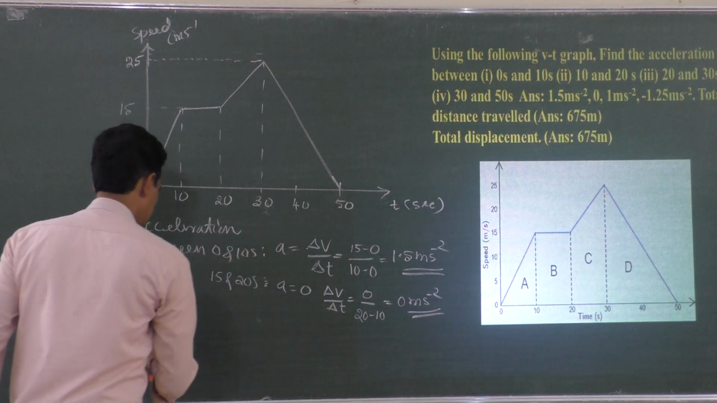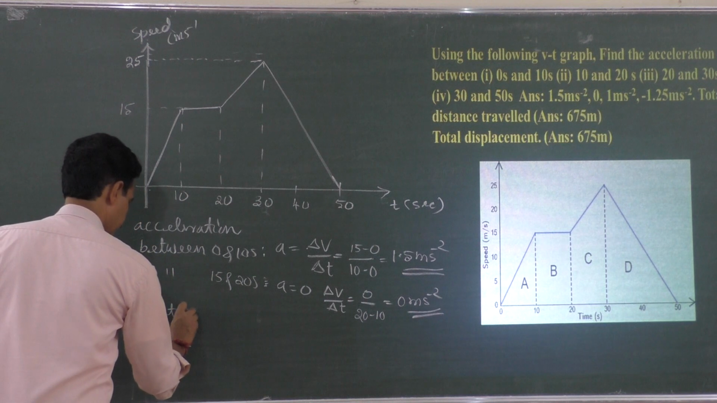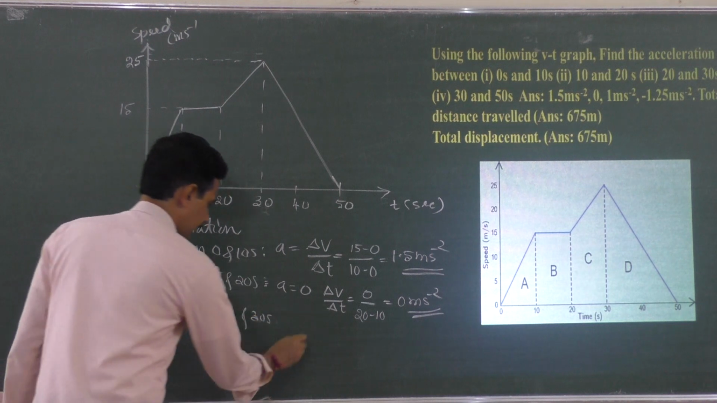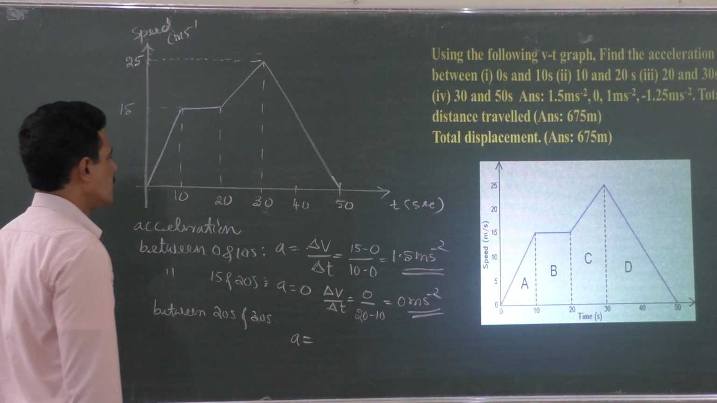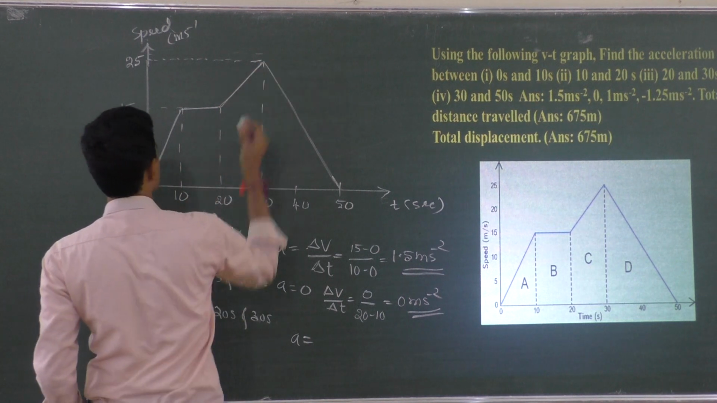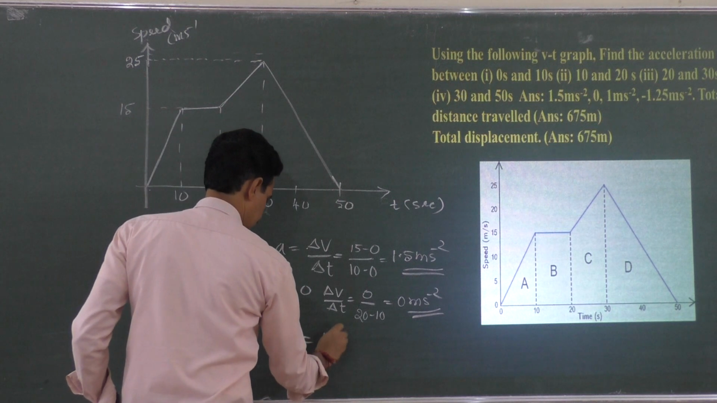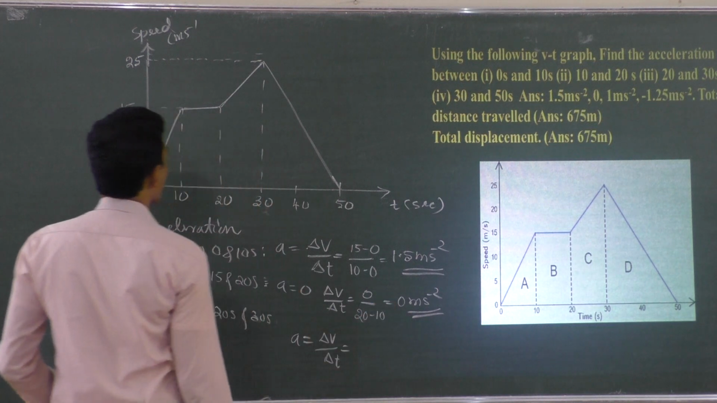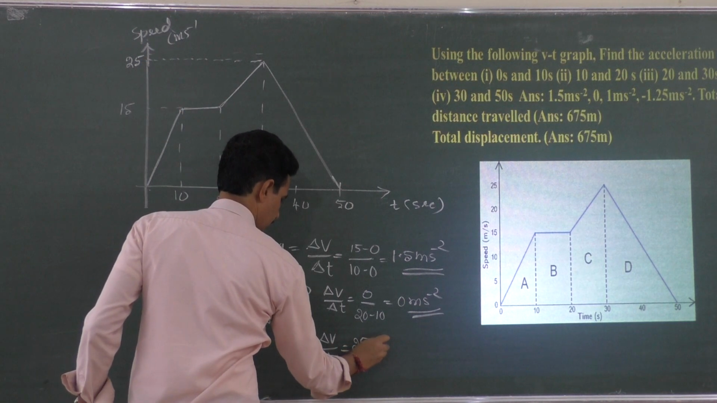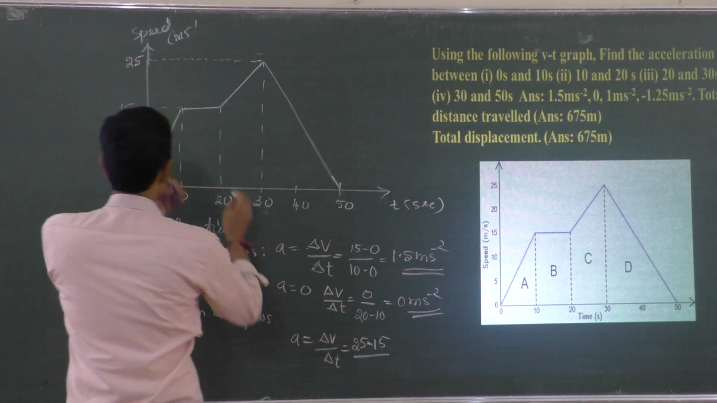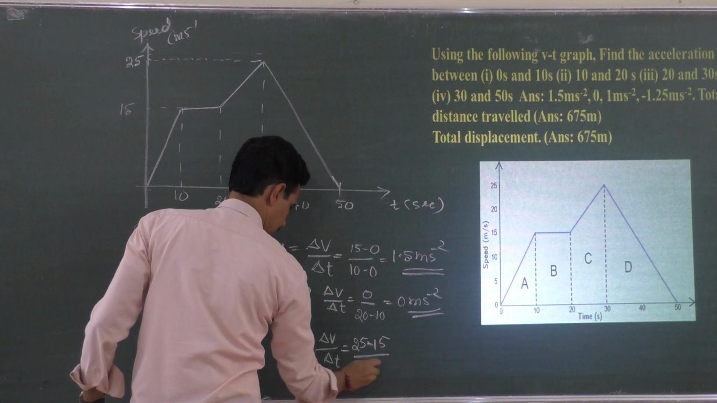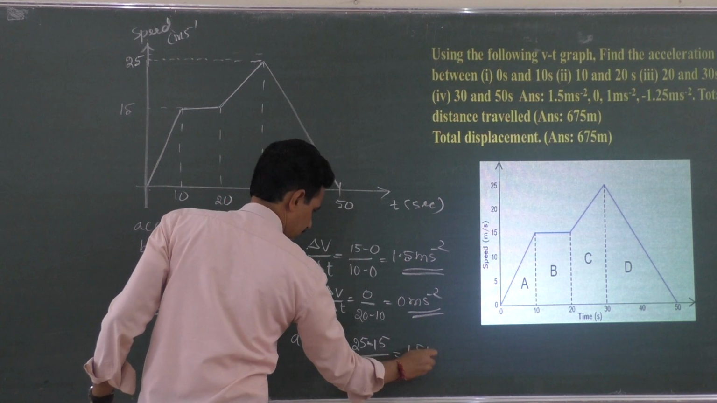Then what about 20 to 30 seconds? Between 20 seconds and 30 seconds, what is A? It is increasing again. How much has it increased? Again delta V by delta T, the slope. Delta V is 25 minus 15, divided by the time taken: final 25 at 30 seconds, and this is 20. 30 minus 20, that is 1 meter per second square.